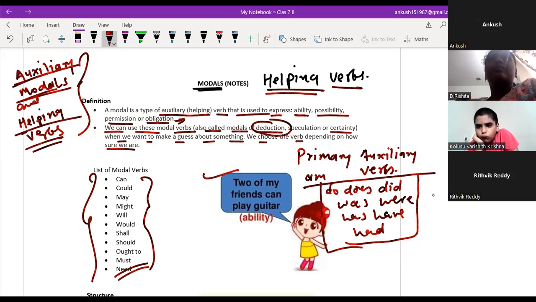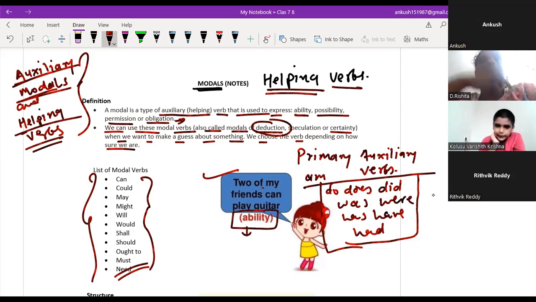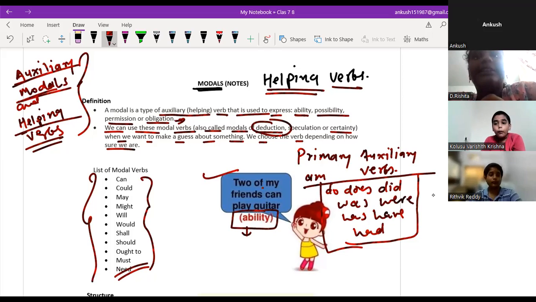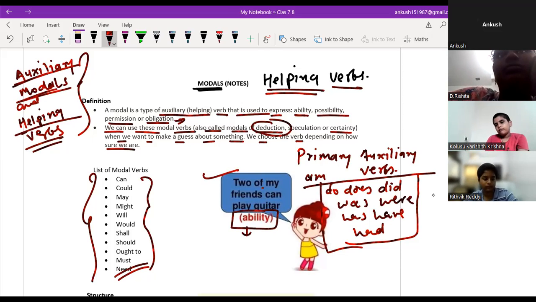So what is written here? Two of my friends can play guitar. So what does it show? It shows ability. Means they have that ability. So if we see the list of modals.